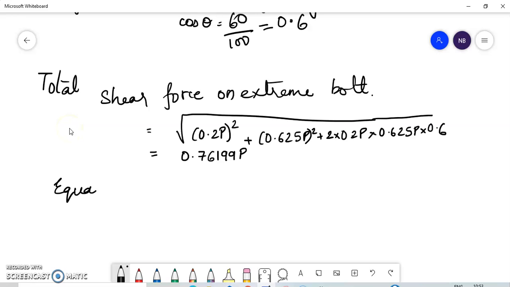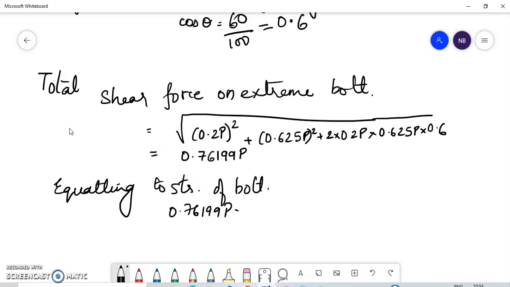Equating this to the strength of the bolt, the strength of the bolt was 45272. We get the value of P as 59413 Newton, or 59.413 kilonewton.